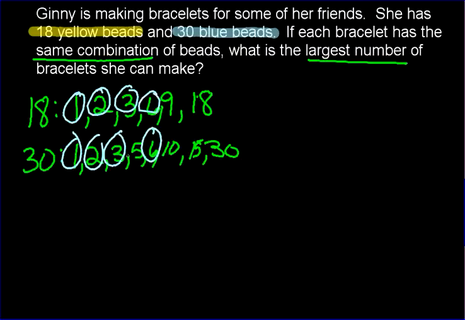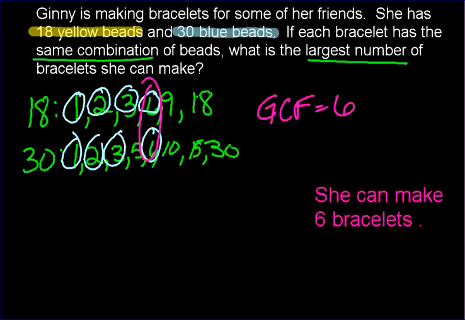All right, and what is the largest number or the greatest common factor? 6. So the GCF for 18 and 30 is 6. Now, how does that help us solve our word problem? And that means that using the same number of beads in each bracelet, she can make 6 bracelets. All right, so my answer is she can make 6 bracelets.